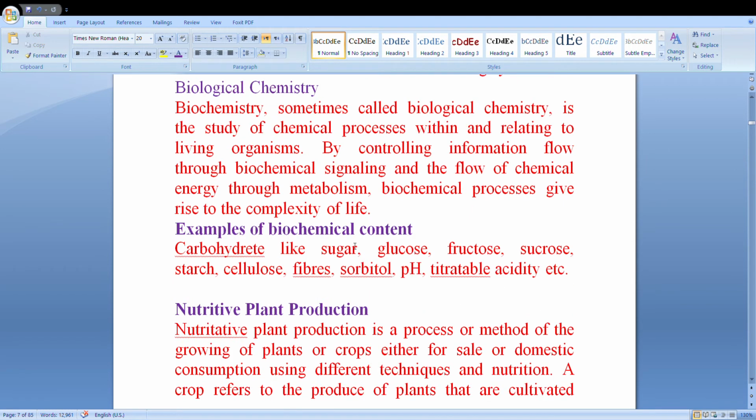Examples of biochemical contents are carbohydrates like sugars, glucose, fructose, sucrose, starch, cellulose, fibers, sorbitol, pH, titratable acid, etc.